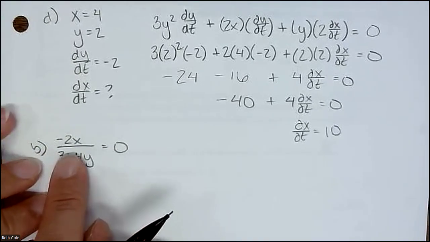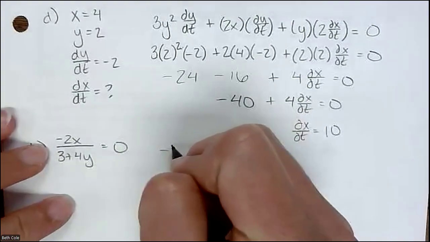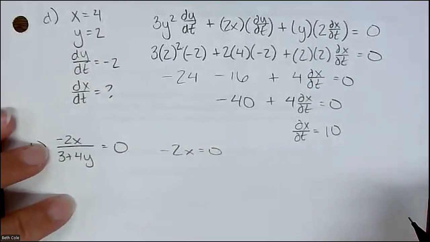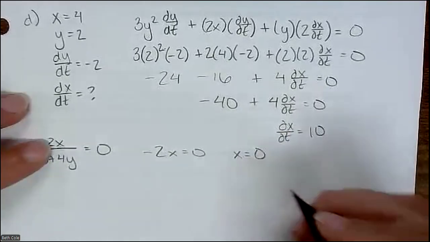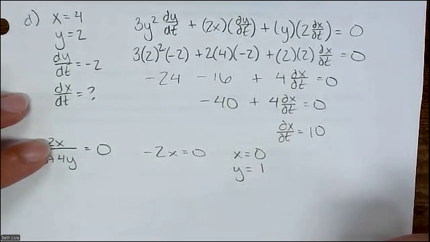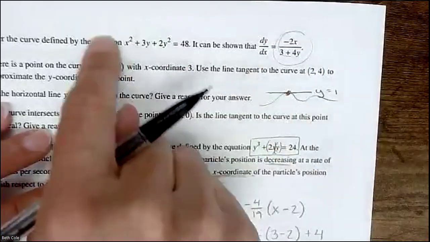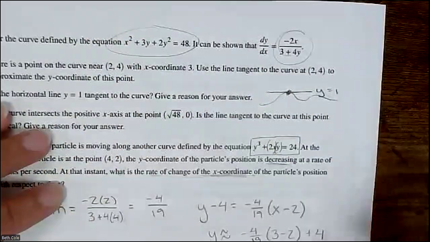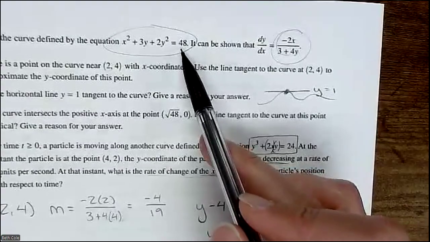Now, if you multiply over this 3 plus 4y, it's still going to be 0. So -2x equals 0. And so x equals 0. And what is y supposed to equal? 1. So what we're going to do to check and see if this is true or not, we're going to plug x equals 0 and y equals 1 back into this original equation and see if it gives us a true statement. See if it actually equals 48 or not.